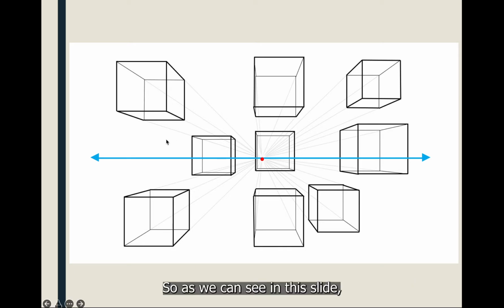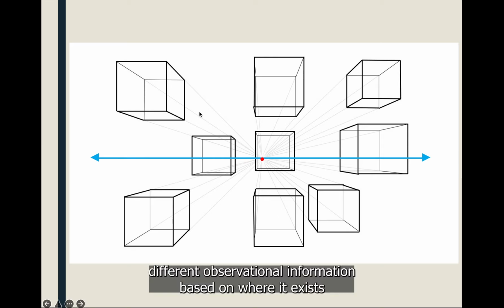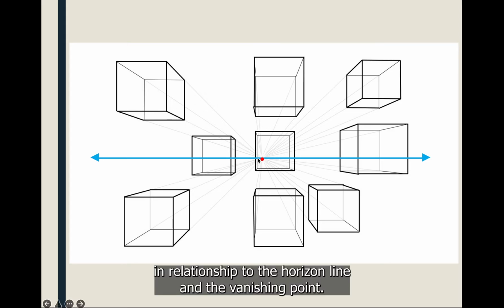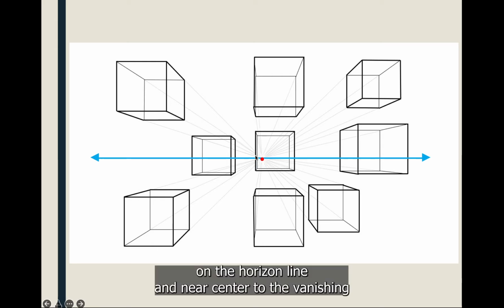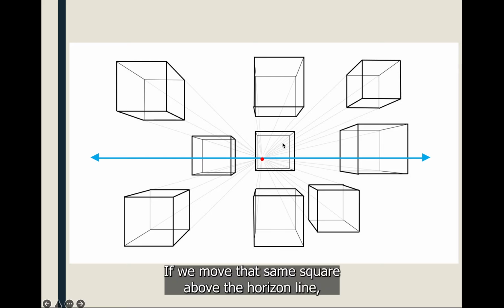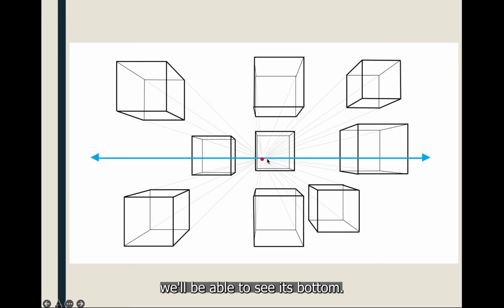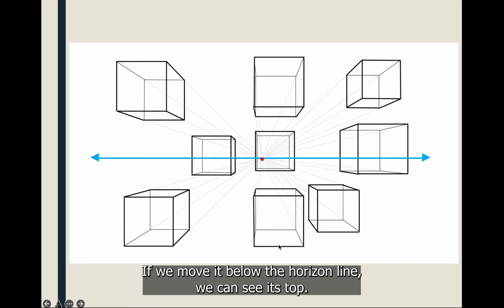So as we can see on this slide, the same square will provide different observational information based on where it exists in relationship to the horizon line and the vanishing point. So a square that is drawn on the horizon line and near center to the vanishing point will produce essentially just a flat square. If we move that same square above the horizon line, we'll be able to see its bottom. If we move it below the horizon line, we can see its top.